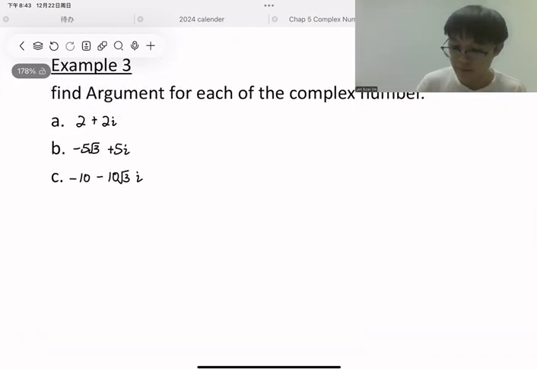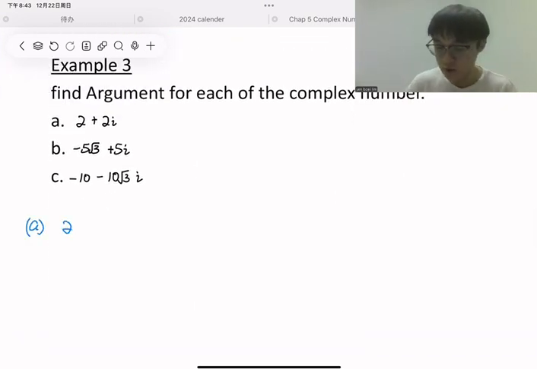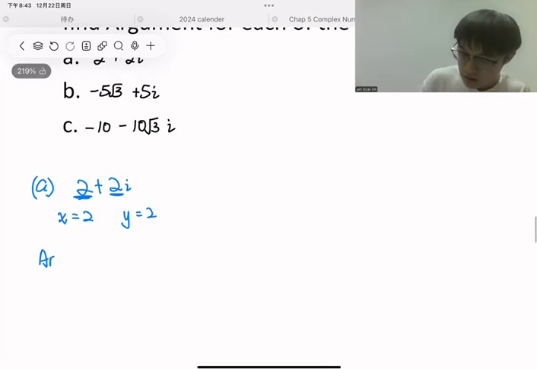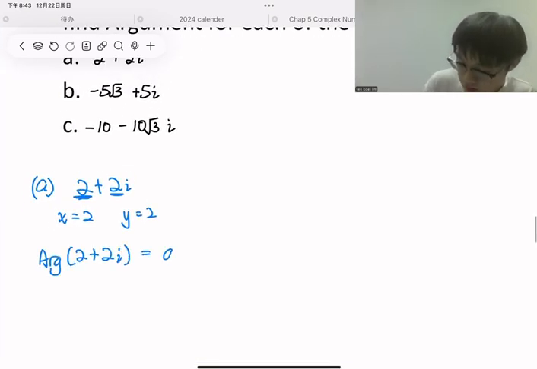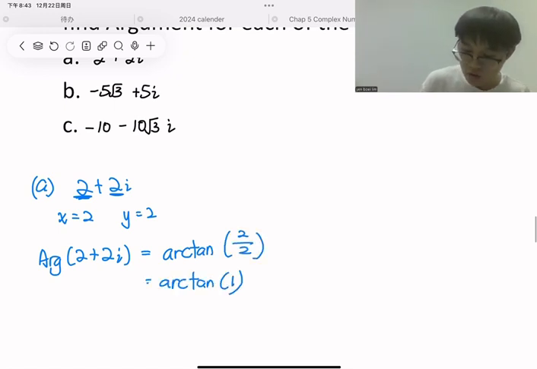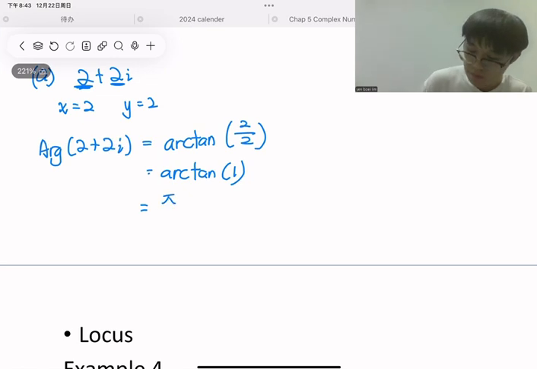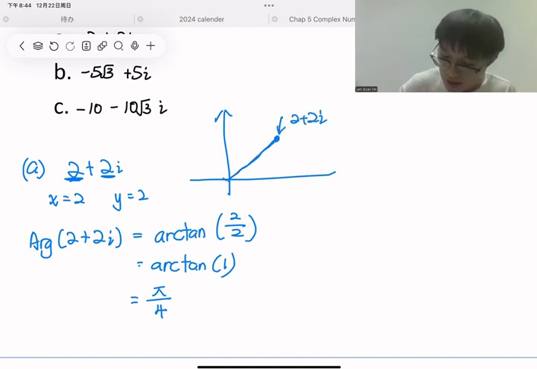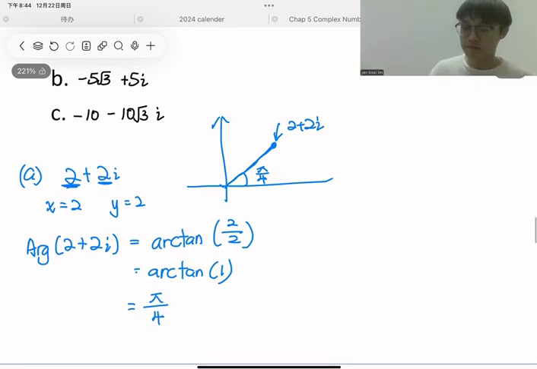Next, we see some examples. For the first example, we want to find the argument of 2 plus 2i. We find the x and y for this complex number first. The x is 2 and the y is 2. The argument for 2 plus 2i is equal to arctangent of 2 divided by 2, which is arctangent 1, which is pi over 4. This means that for the complex number 2 plus 2i, the angle between the line and the positive real axis is pi over 4.